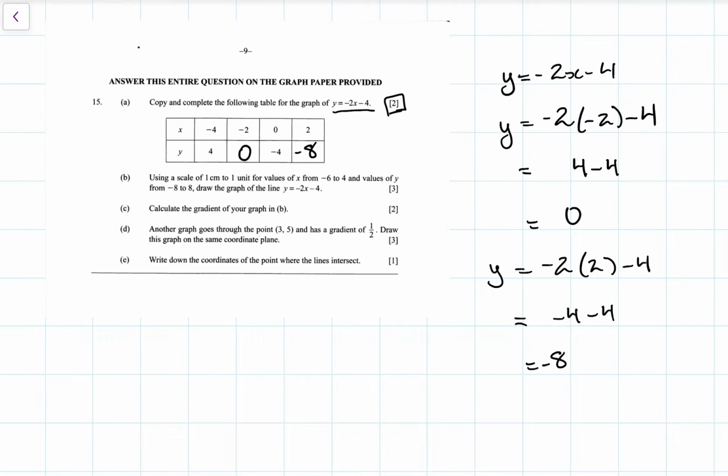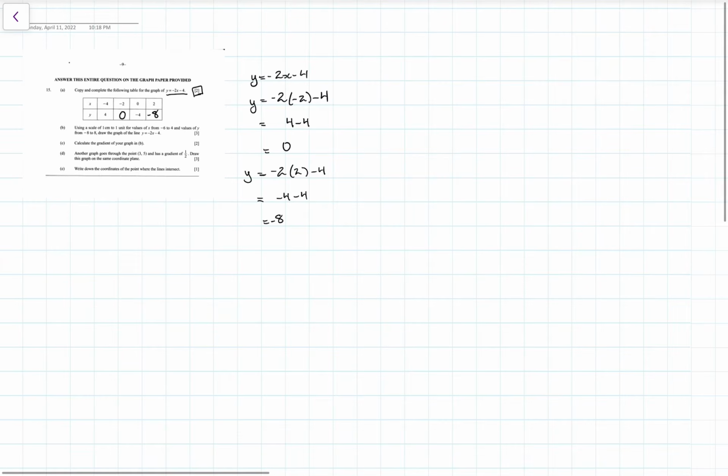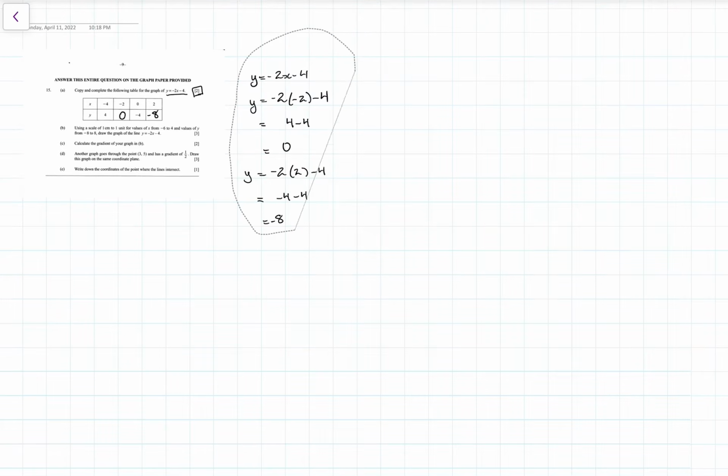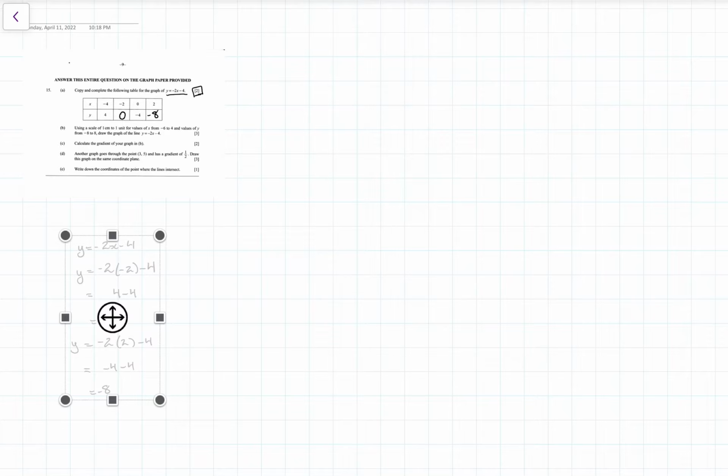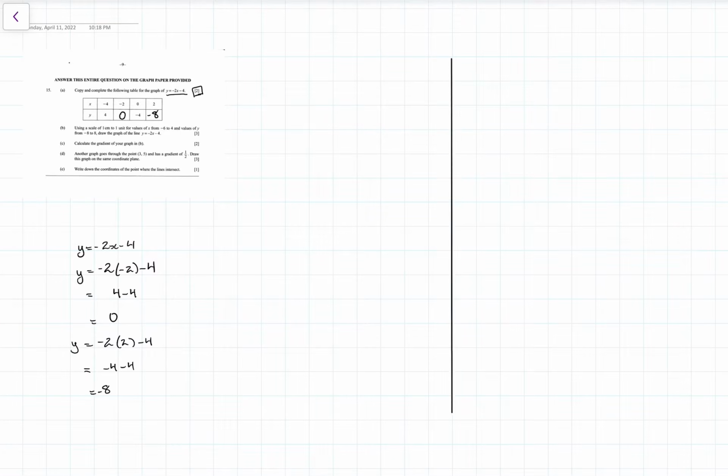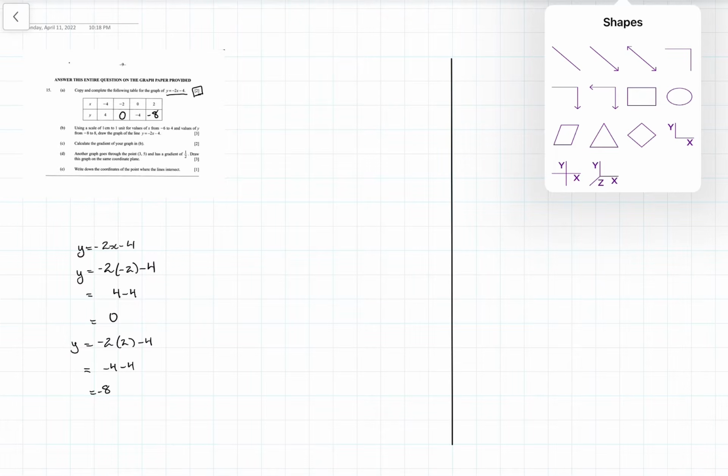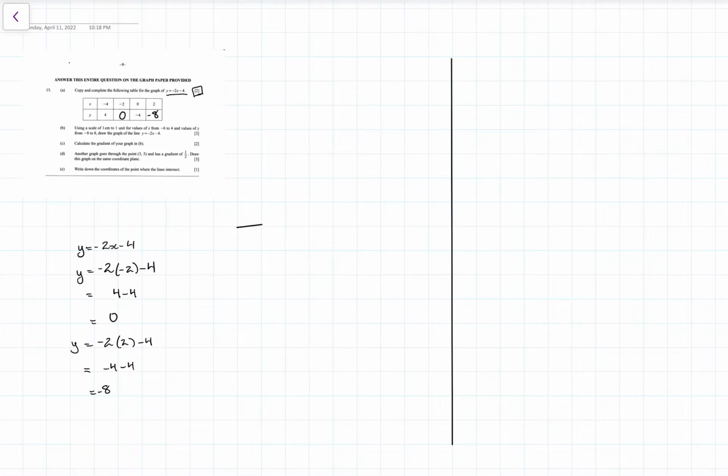So for B, it says, using a scale of 1 cm to 1 unit for values of x from negative 6 to 4 and values of y from negative 8 to 8, draw the graph of the line y equals negative 2x take away 4. So I'm just going to zoom out a little bit and take this over. Now, when you get in your BGCSE exam, this will not be the same graph paper that you have. It's just that I don't have the graph paper on this app that I'm using, but that's okay. We're going to work with what we have.